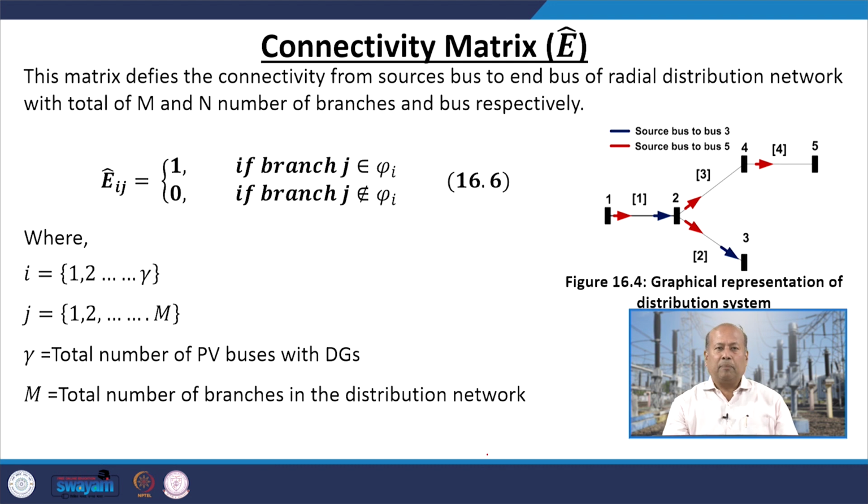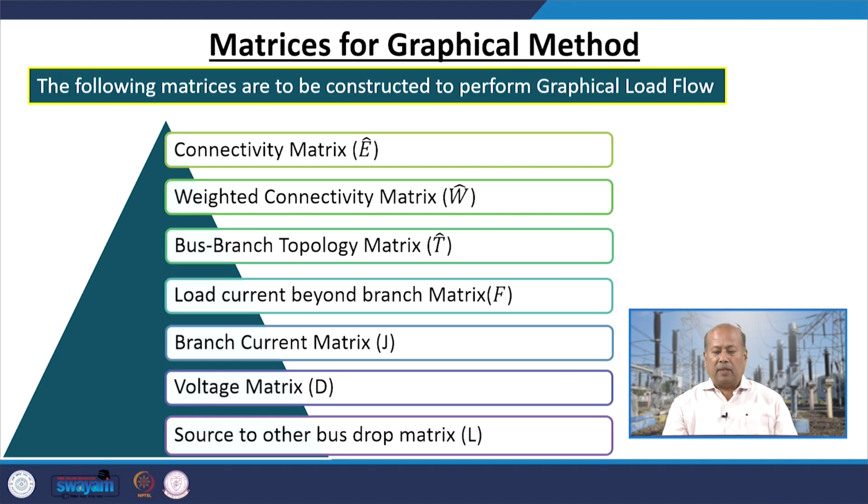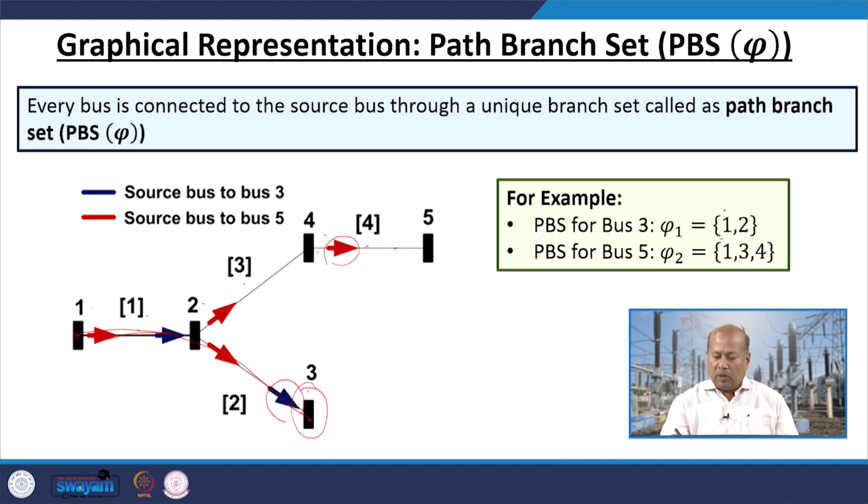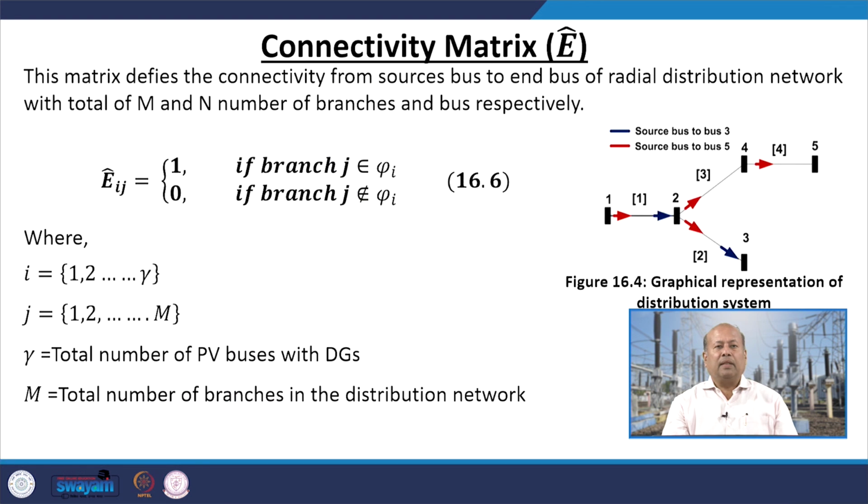Once again I repeat, the connectivity matrix element Eij is equal to 1 if branch j belongs to the phi I. What is phi I? For example, if it belongs to this set 1 and 2, then it is 1. If not, then it is 0. That is Eij, either 1 or 0, where I is 1, 2 up to gamma, and j belongs to 1, 2 up to m, and gamma is the total number of PV buses with distributed generations, and m is the total number of branches in the distribution network. And this is the same network we are using for our case study.